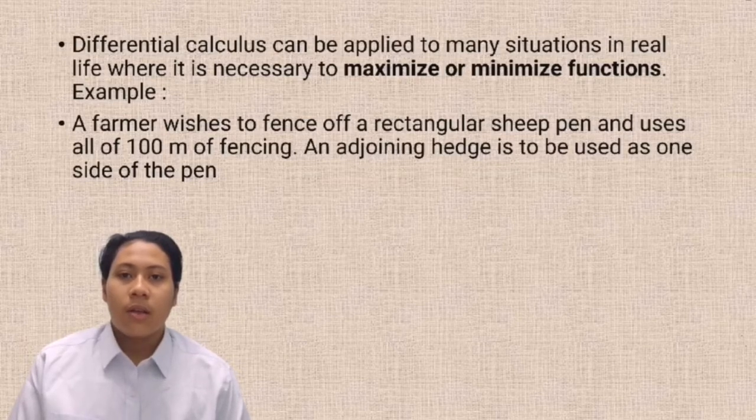Differentiation calculus can be applied to many situations in real life where it is necessary to maximize or minimize a function. Example, a farmer wishes to fence off a rectangular sheep pen and uses all of 100 meters of fencing, and an adjoining hedge is to be used as one side of the pen.